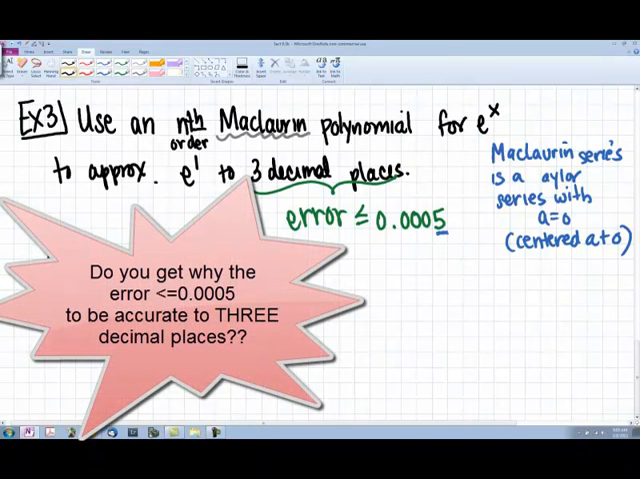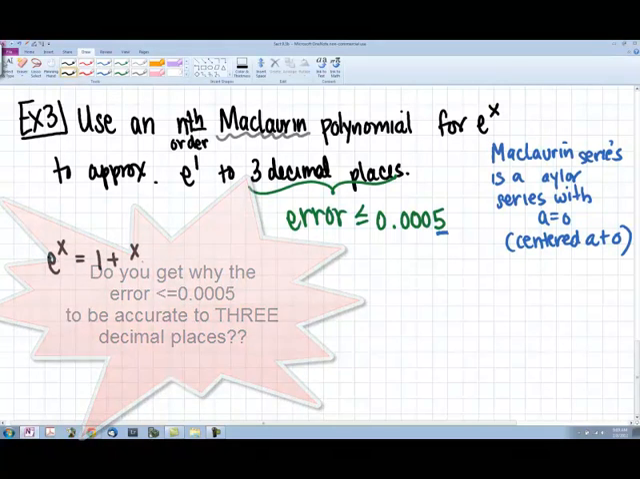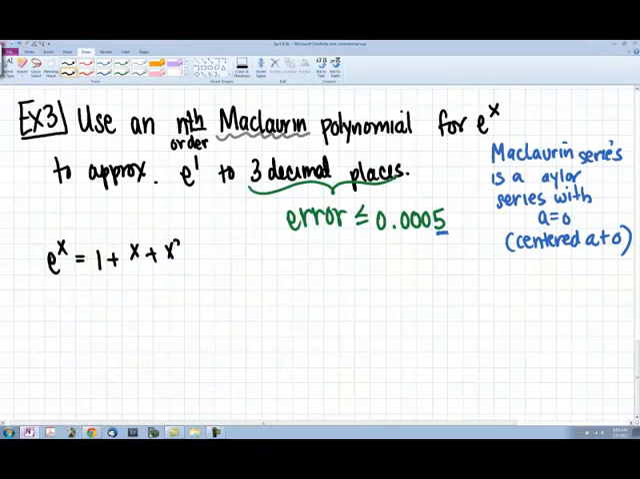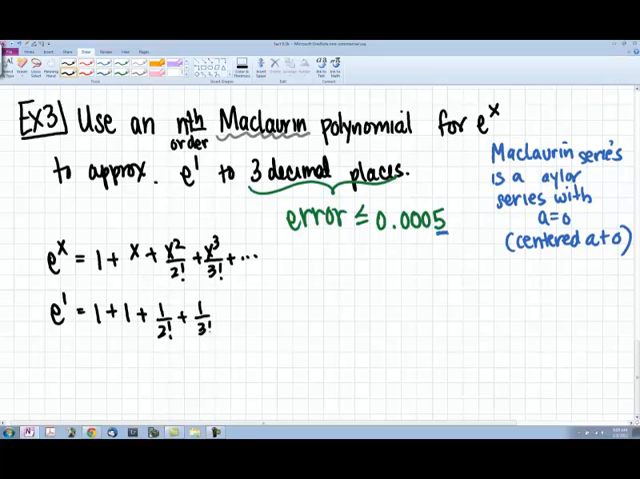Let's first write up what e to the x is. Hopefully you guys know what this series is. 1 plus x plus x squared over 2 factorial plus x cubed over 3 factorial, and so on. So I want to approximate e to the first power. So I know that's 1 plus 1 plus 1 over 2 factorial plus 1 over 3 factorial plus 1 over 4 factorial.